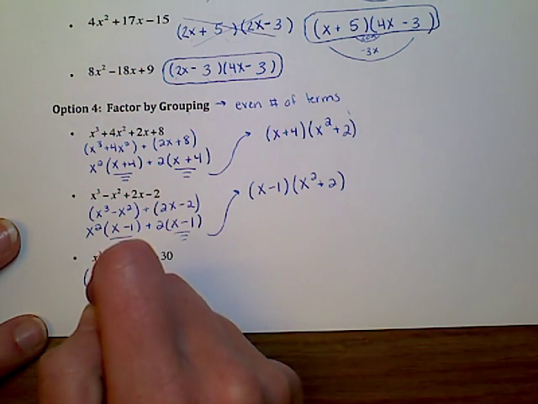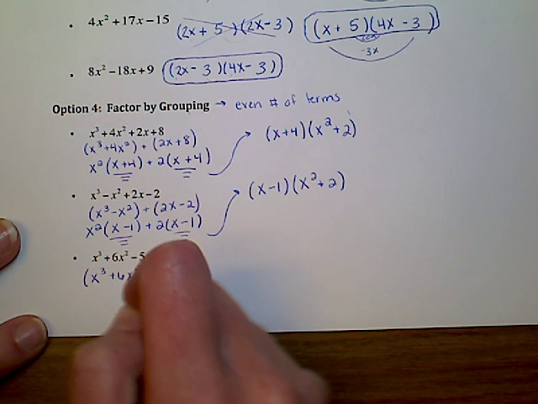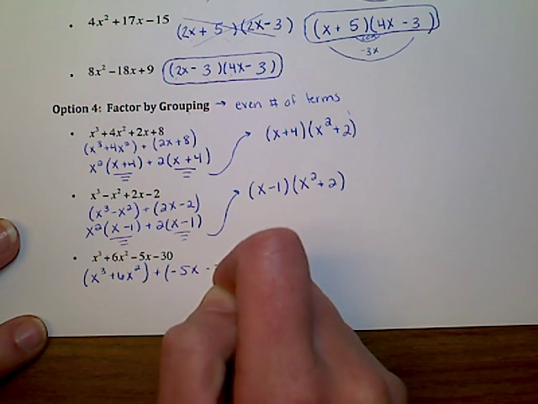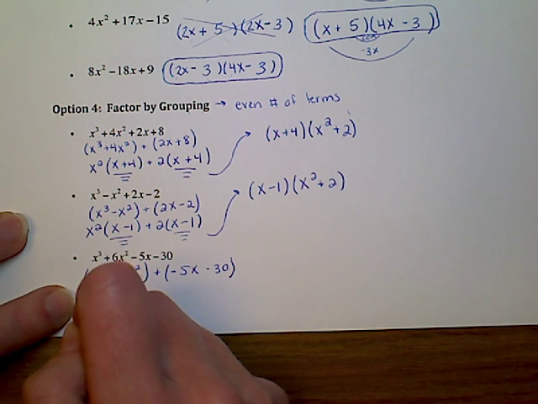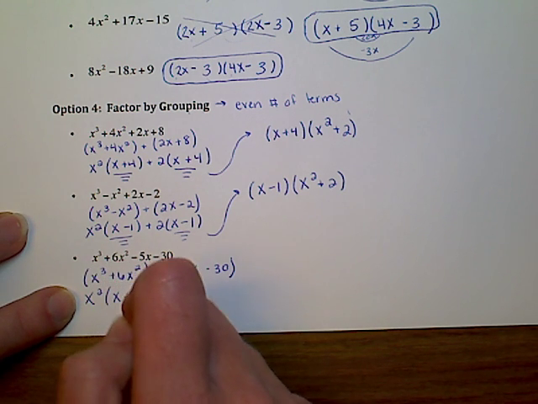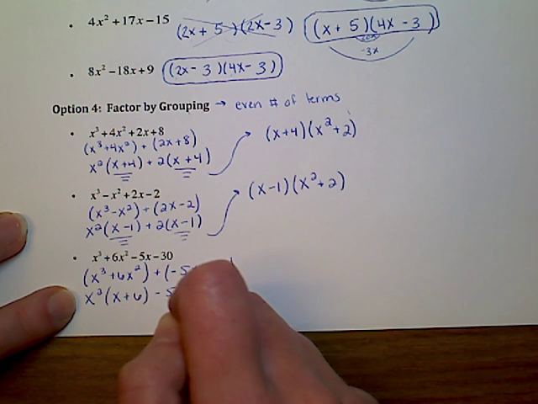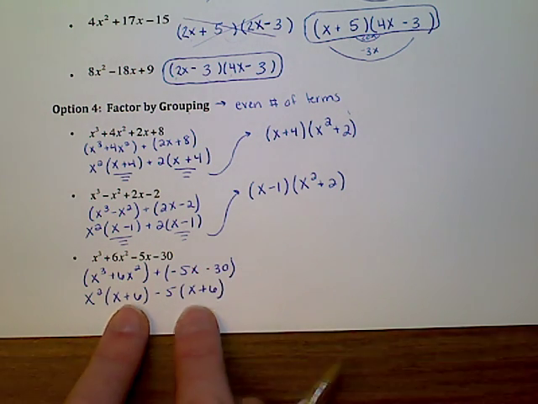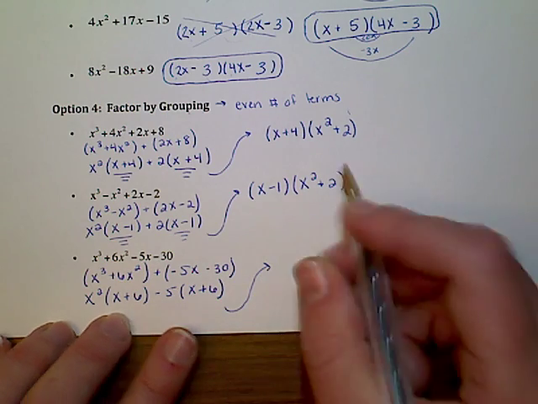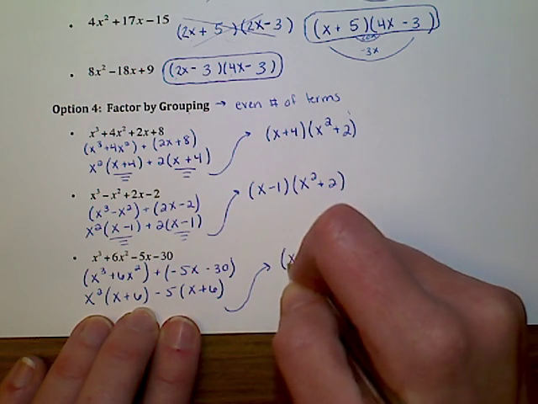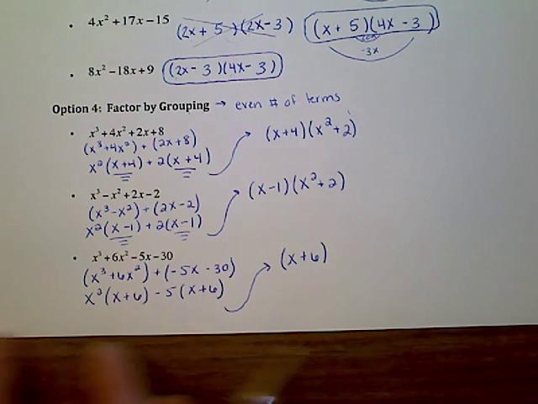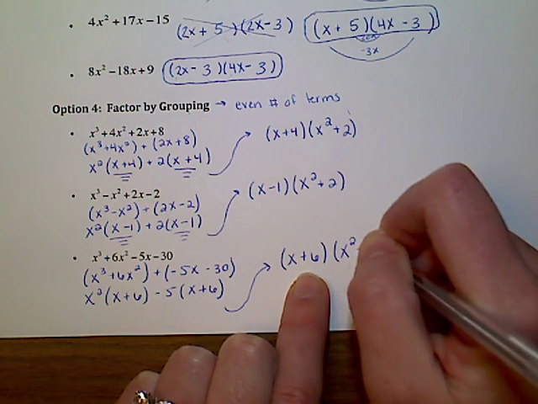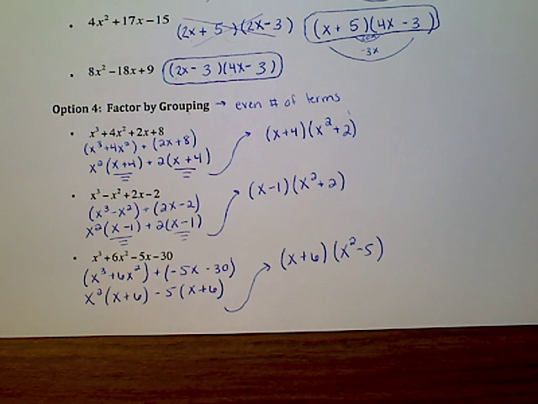Group the first two terms together. And then I actually recommend that you keep that negative with the 5x in the parentheses. Take out your GCF, which is a negative 5 in the other group. x plus 6 is now our GCF for the entire expression. So we factor the GCF away. That's one factor. The other factor is x squared minus 5.